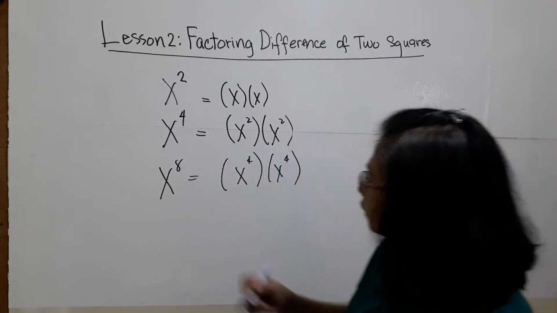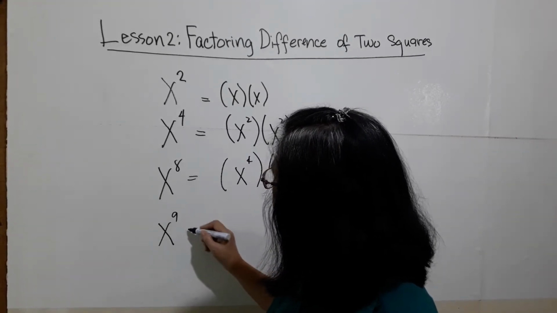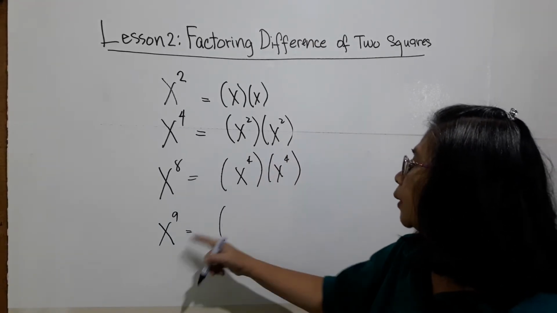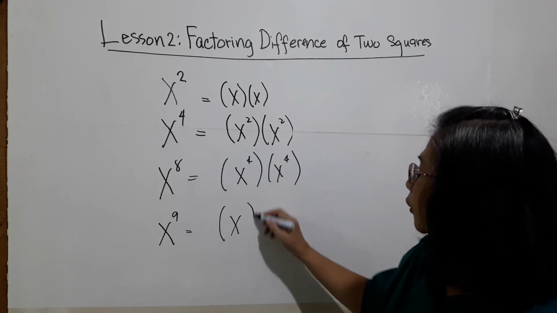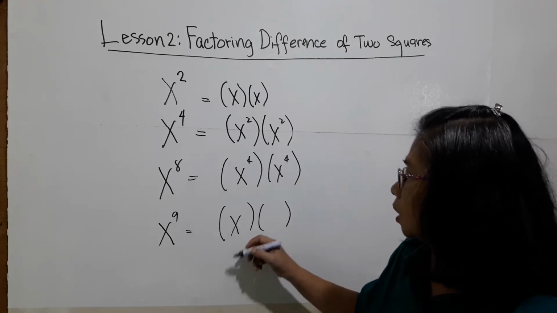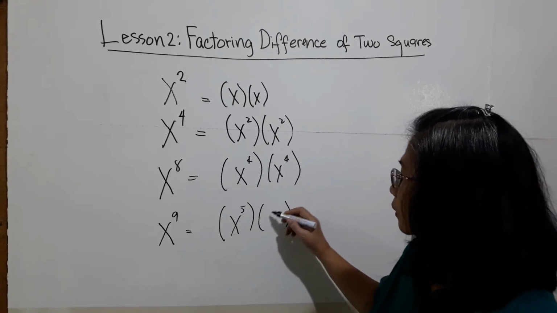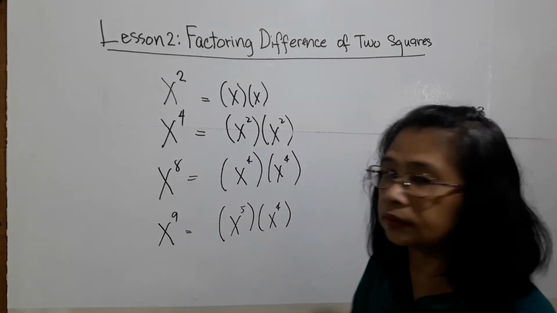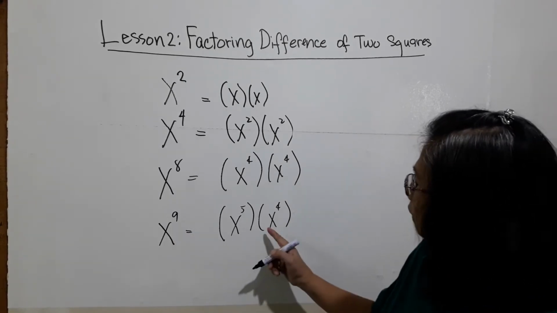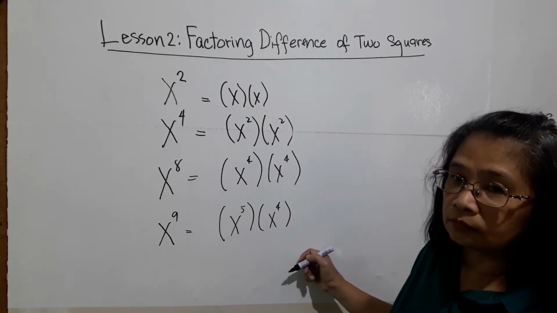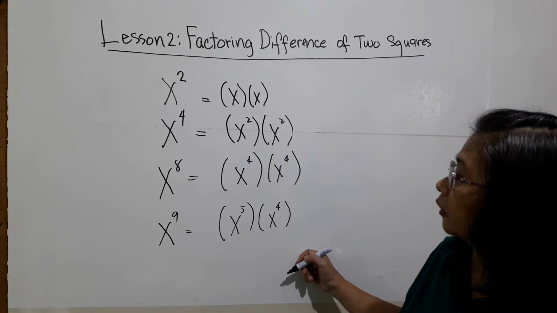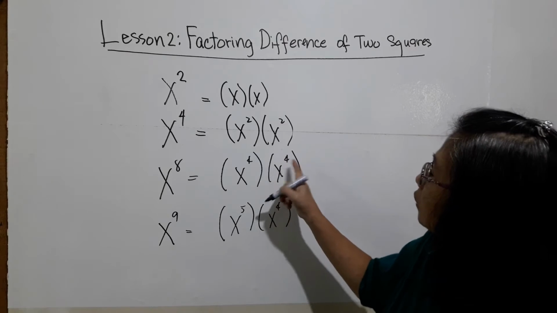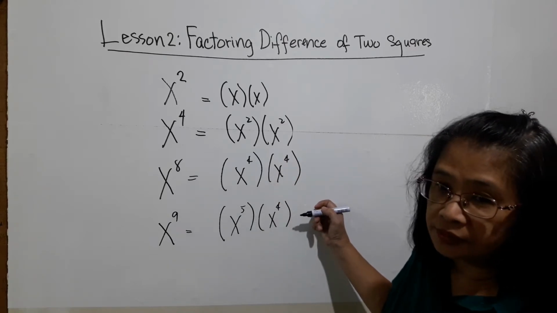What about if I have this one? X to the 9. How are we going to show this in factored form? What should be the exponents? 5 and 4. So I could not say that x to the 9 is a perfect square because the exponents are not the same. We can only say that the literal coefficient is a perfect square when, after factoring, the exponent is exactly the same in the two factors.